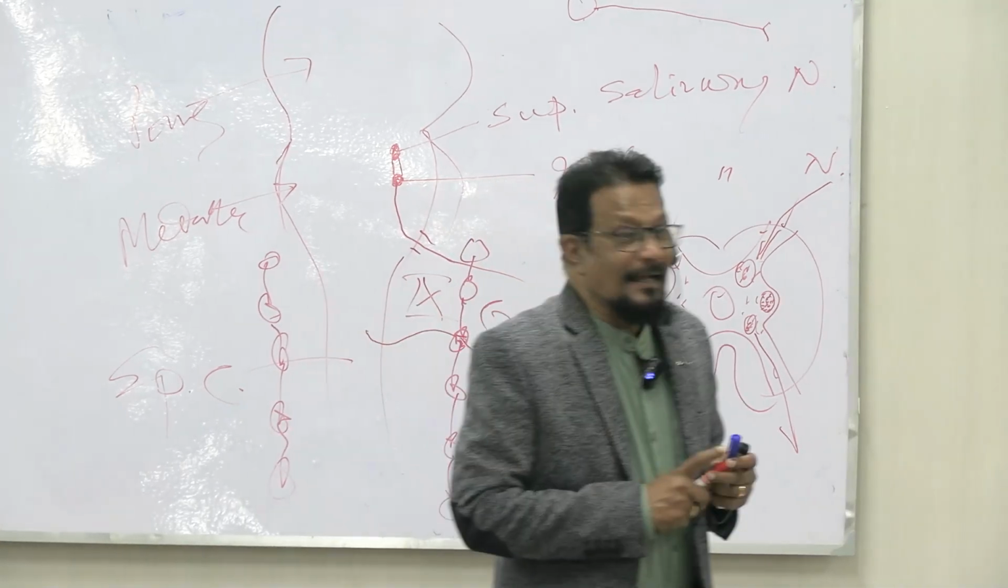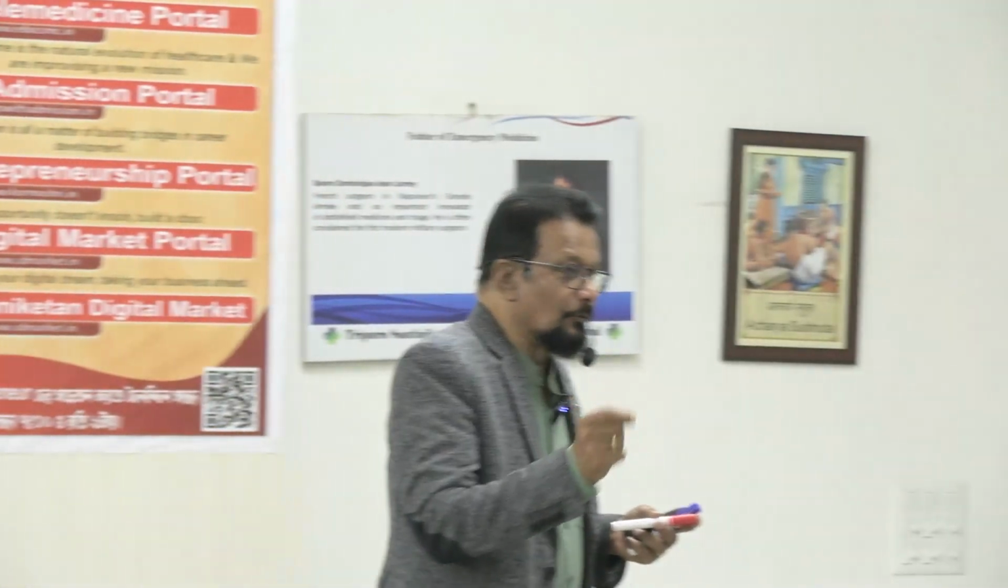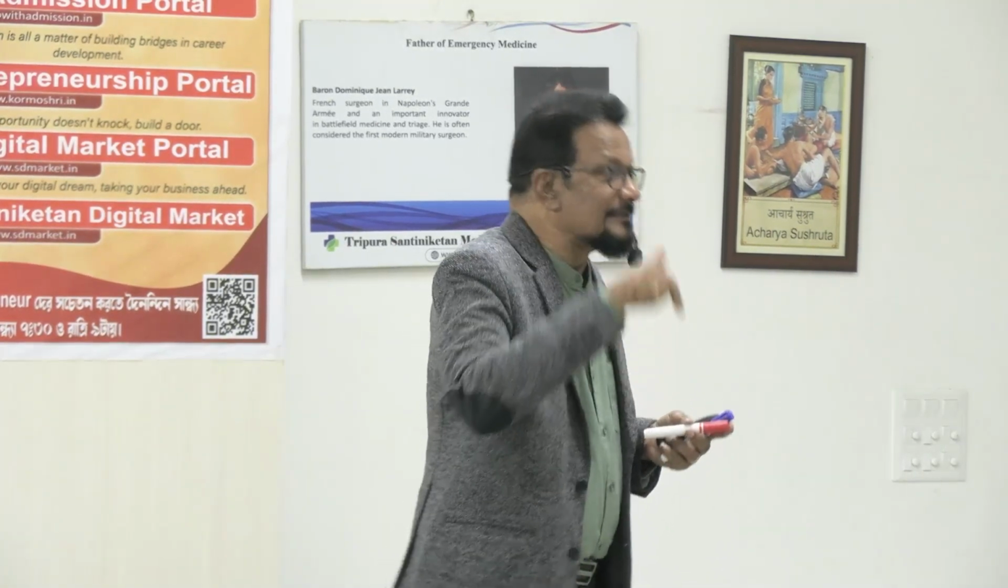Actually here, as I said, what do you think? Stimulation of the sympathetic nerve will cause increased activity of the salivary gland or decreased activity? In the heart, the sympathetic nervous system increases the activity. Here it is the opposite.